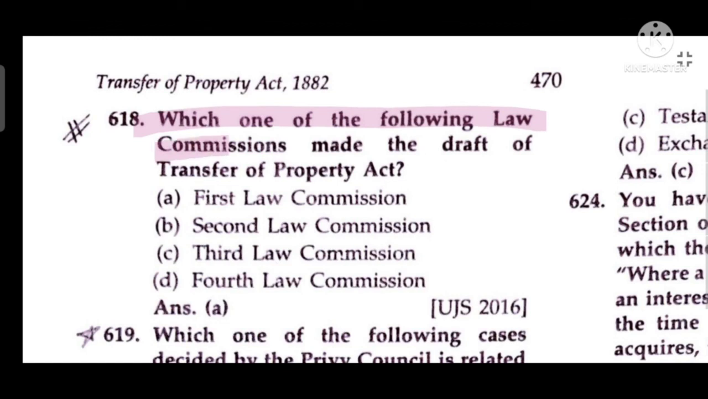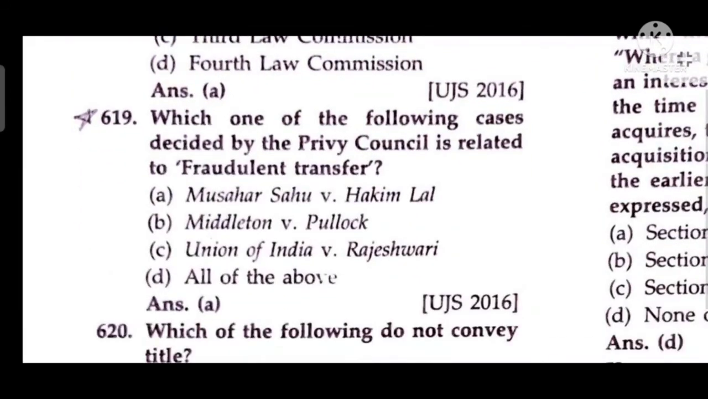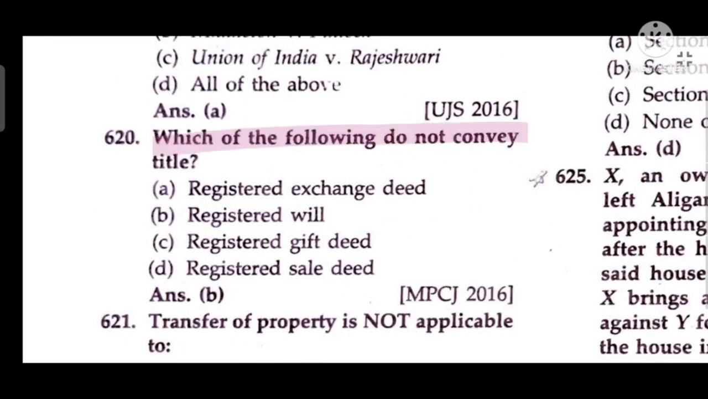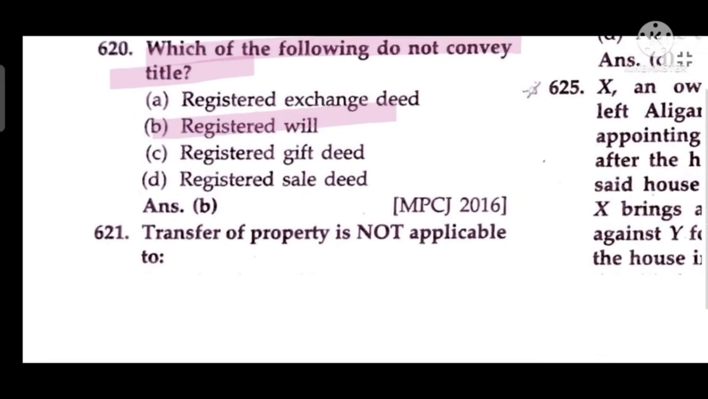Which one of the following law commissions came after the Transfer of Property Act? First Law Commission. Which one of the following cases decided by the Privy Council is related to fraudulent transfer? Musahar Sahu versus Hakim Lal. Which one of the following does not convey title? Registered will.